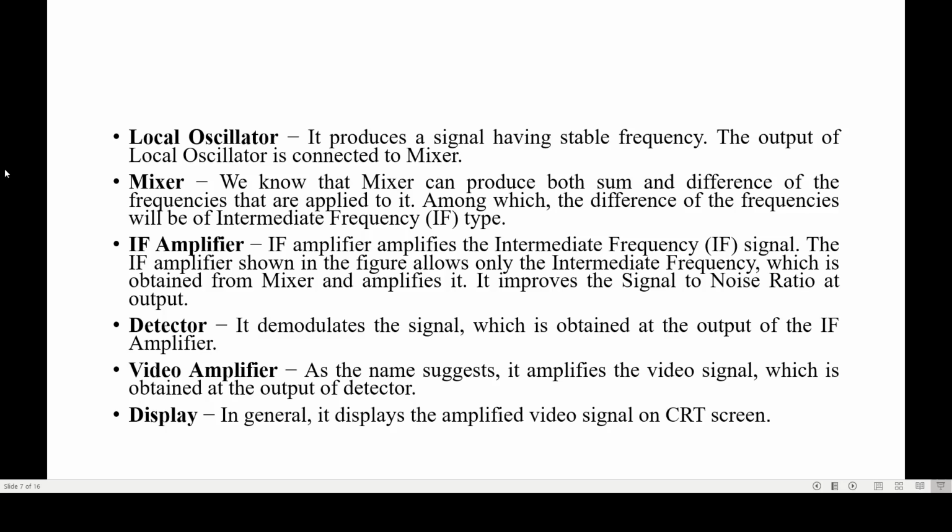Then the IF amplifier amplifies the intermediate frequency signal. Then there is a detector, which demodulates the signal. Then a video amplifier and a display, generally a CRT screen. This is all about a basic pulse wave radar.